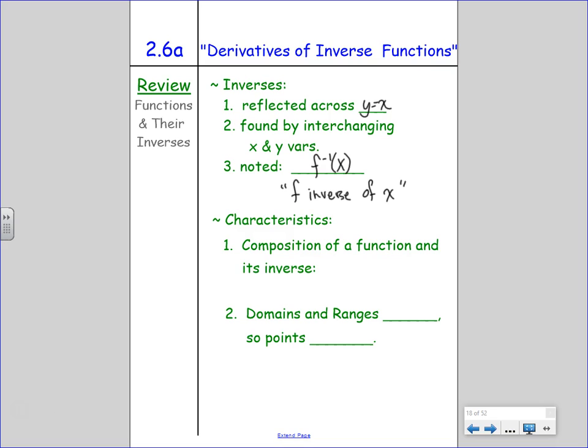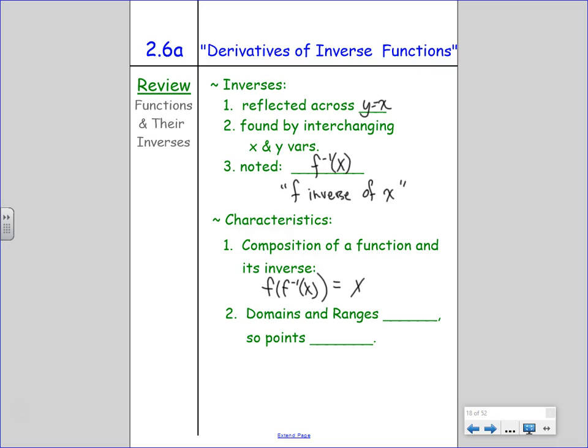Characteristics. Composition of a function and its inverse. If you take a function and its inverse and you've done it properly, what should happen to all the extra operations, the additions, subtractions, the roots, and everything? They disappear and you just end up with x. The composition, a function with its inverse or an inverse with its function, always simplifies down to x.